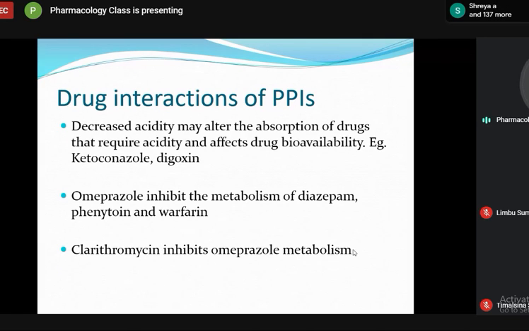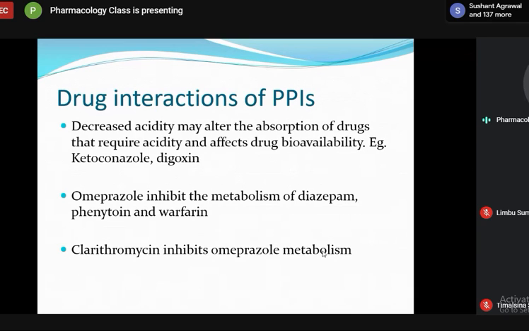Drug interaction is again common with proton pump inhibitors, like with antacids and H2 blockers, because they alter the pH, which will decrease the absorption of other drugs and affect drug bioavailability, like ketoconazole and digoxin. Next, omeprazole inhibits the metabolism of drugs like diazepam, phenytoin, and warfarin. And clarithromycin, which is a macrolide, inhibits the metabolism of omeprazole. So this is mainly about omeprazole.